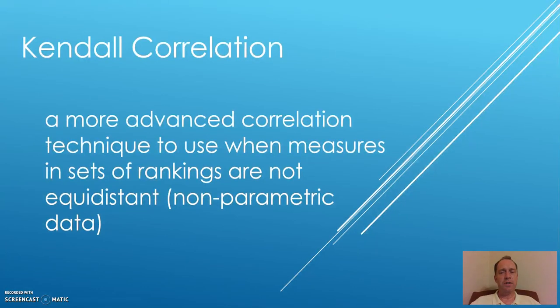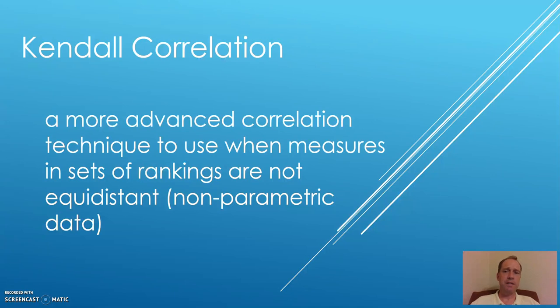The Kendall correlation is a more advanced correlation technique to use when measures in sets of rankings are not equidistant, non-parametric data. So to go back to the example I talked about earlier, when you're looking at the number of hours per semester that a student studies and trying to find a correlation to the grade that they got, every 1 hour would be separated by one number. Every grade might be separated by 1 percentage point, a 92, a 93, a 94. That's when a Pearson correlation is used.